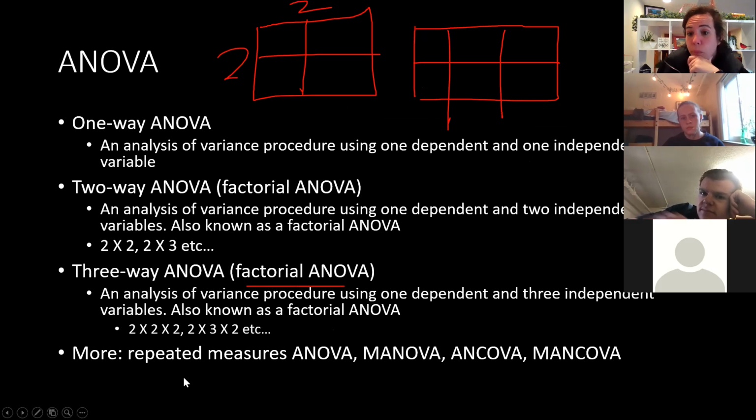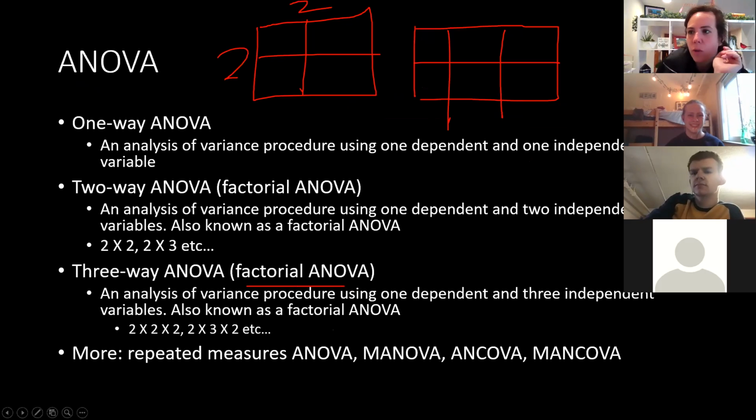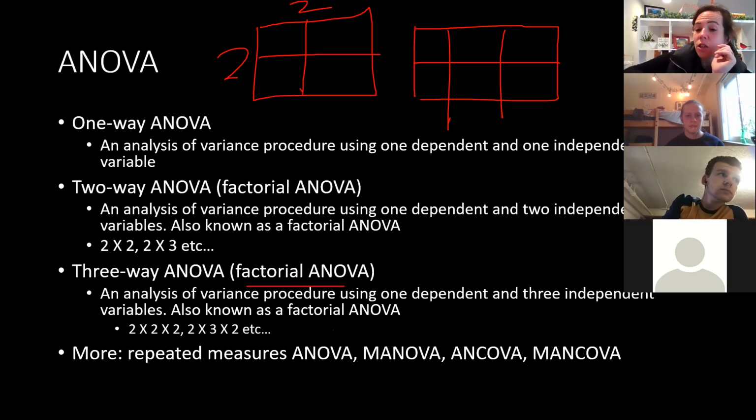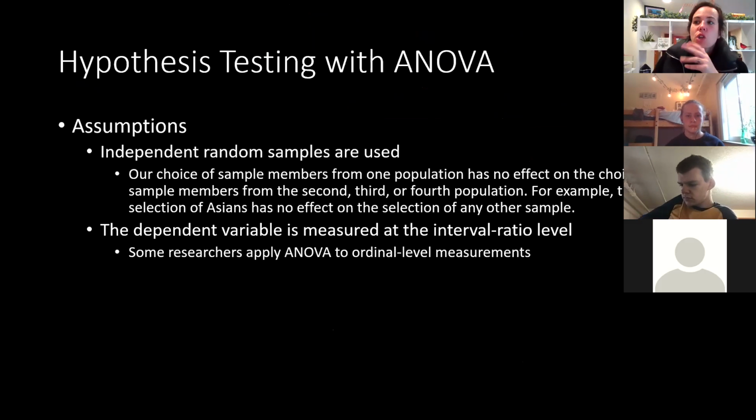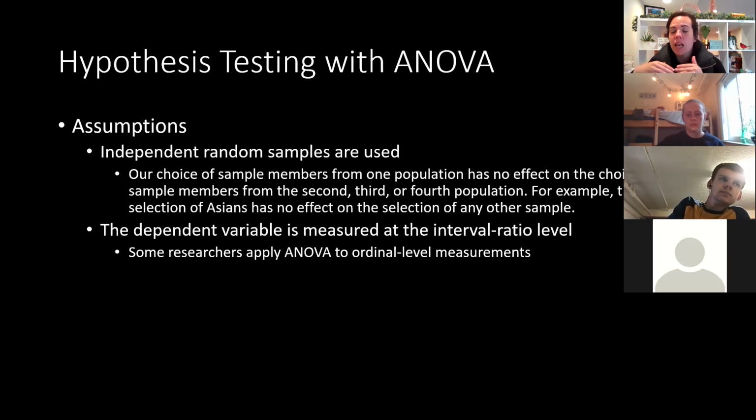You can also do repeated measures ANOVAs, MANOVA, and ANCOVA, which again get complicated. I don't even need to go into that. You don't need to know about that. Just if you see these variants, ANCOVA is analysis of covariance, not just variance. So how do we go about doing hypothesis testing with an ANOVA test? Again, that's the whole point. We create these hypotheses based on theories. We want to test them out. So we gather data and then we see if there's a significant difference.